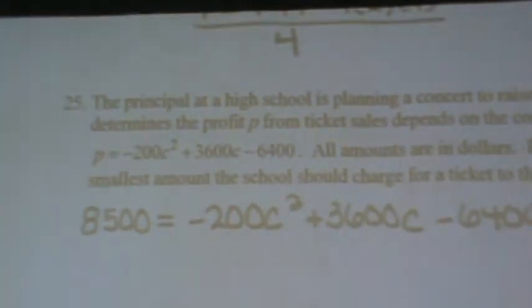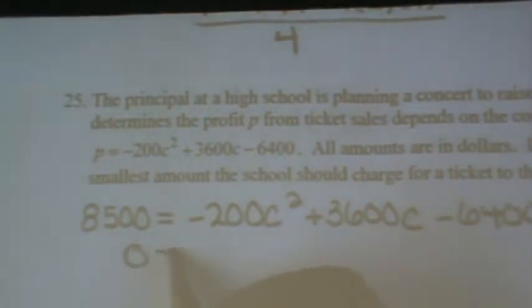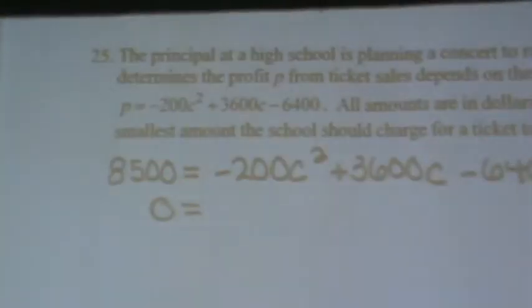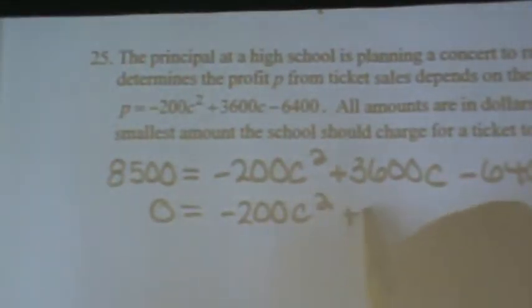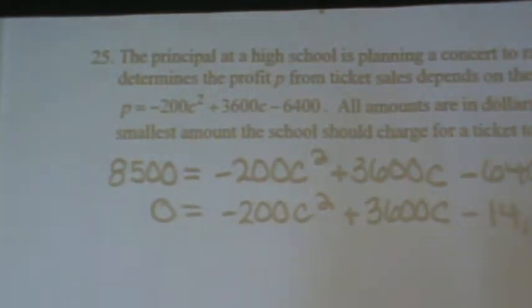What you have to do in this problem is get a 0 on one side. So subtract 8,500 and you get, for this one, what is negative 6,400 minus 8,500? You get negative 200 c squared plus 3,600 c minus 14,900.